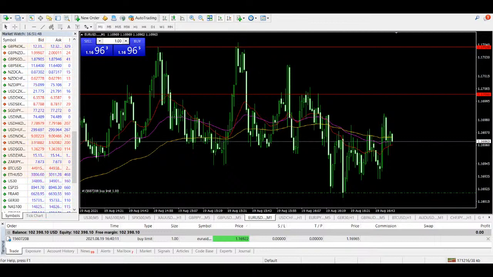And I risk about 1% per trade. My total risk on this account was 2.5%.